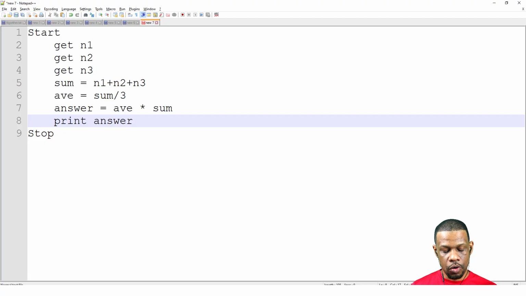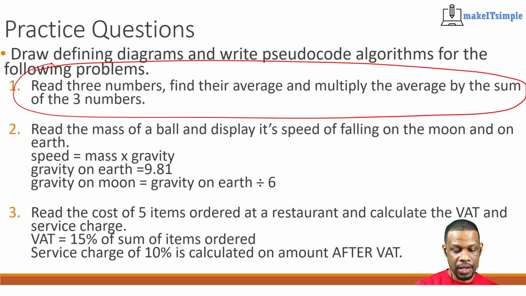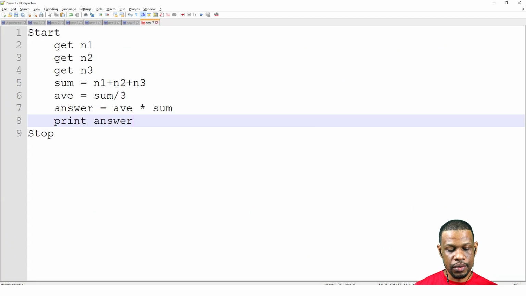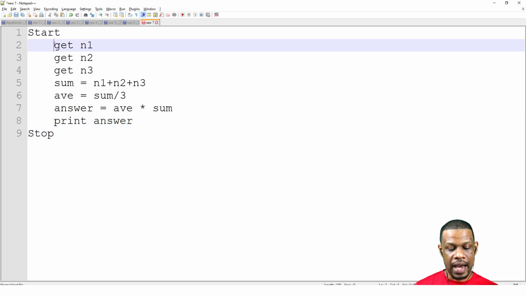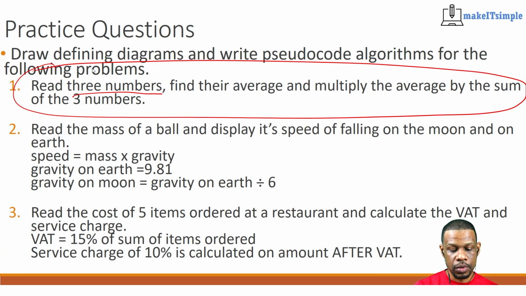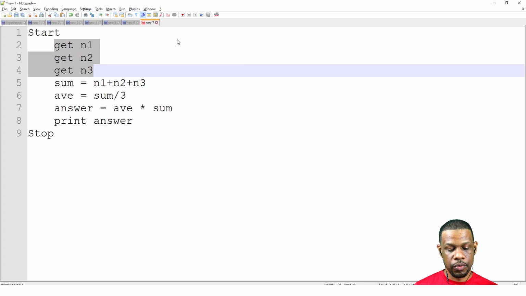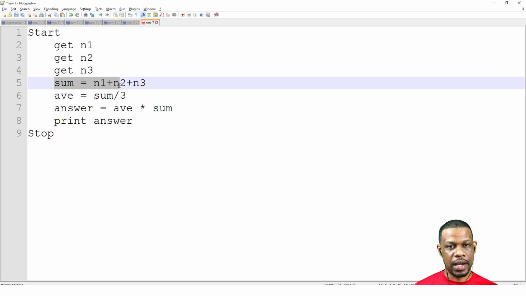So I have now given the list of instructions that the computer has to follow in order to achieve this question, which is read 3 numbers. Did we read 3 numbers? Yes, we did. After we read the 3 numbers, what do we do? We find their average. Did we find the average? Yes, we did. We found the sum first, and then we divided the sum by 3.